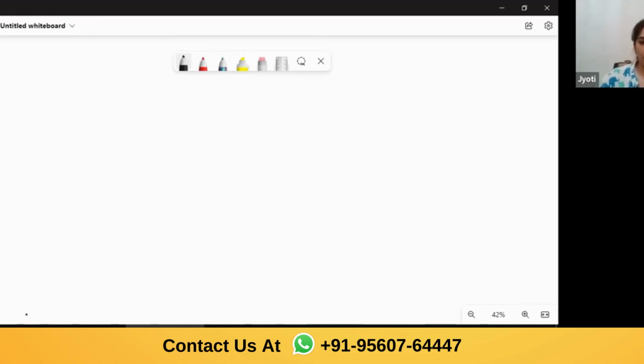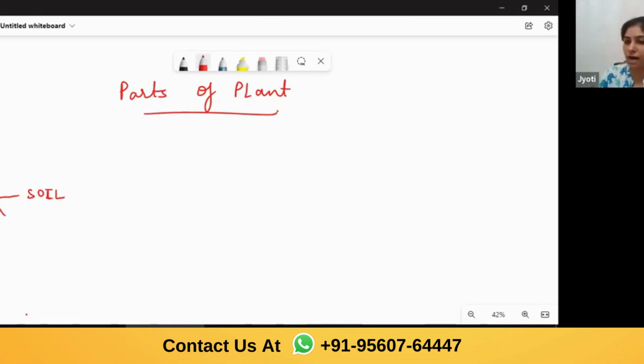Okay. So coming to the parts of the plant. See, if this is the level of the ground, or I will say this is soil, under the soil there are roots. And then there is a stem here and other different parts of the plant. So we can say that there are two basic parts of the plant. One is the roots, the other one is shoots.